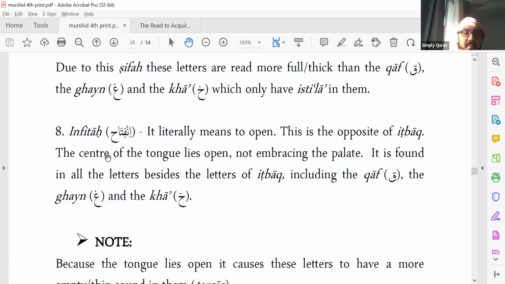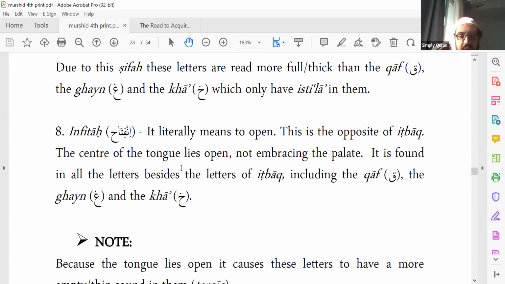Okay, infitah is the opposite of itbaq, which literally means to open, from the word fataha. The center of the tongue lies open, not embracing the palate, whereas, remember, the center of the tongue rises with itbaq. It's found in all the letters besides the letters of itbaq, including the qaf, ghain, and kha.